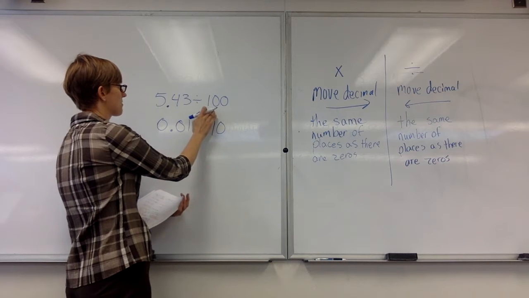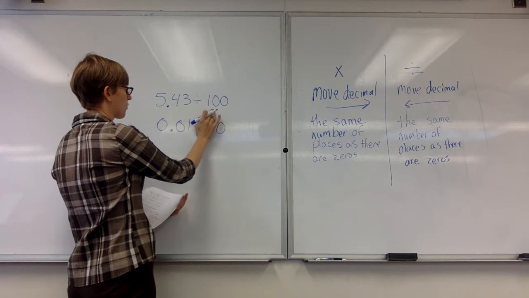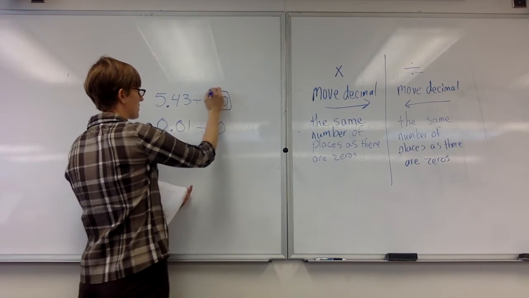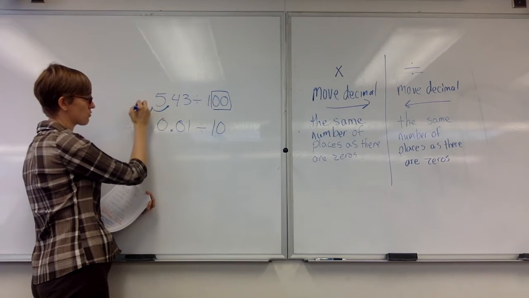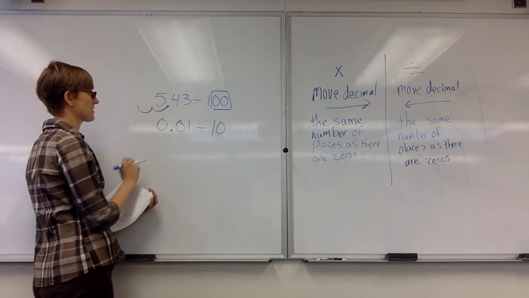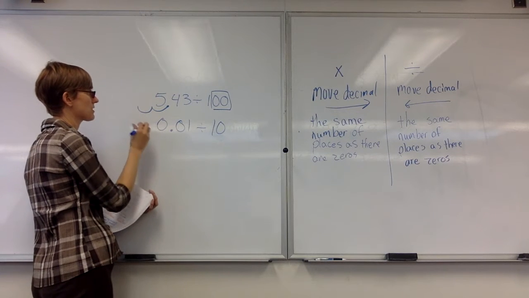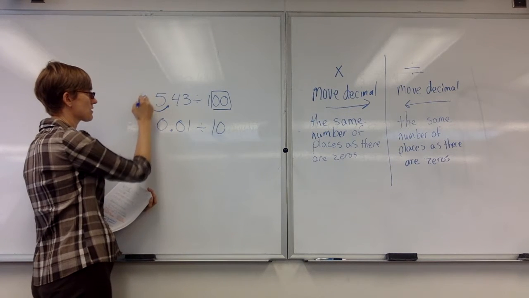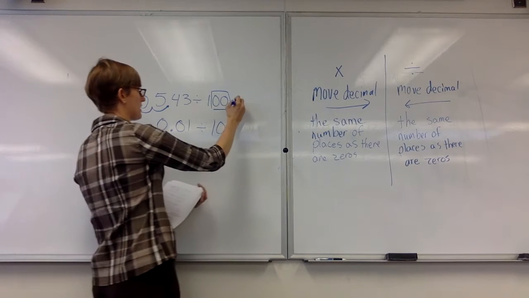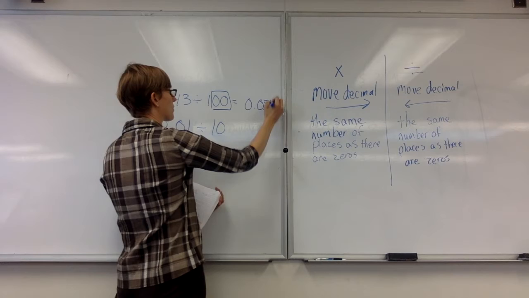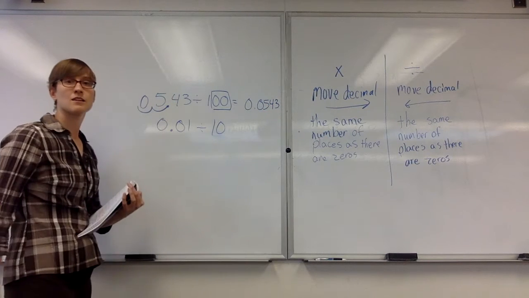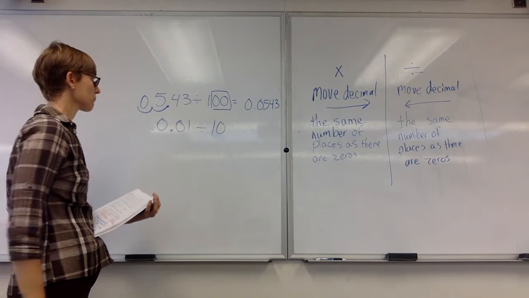If you divided 5.43 by 100, you have 2 zeros here. That means I need to move my decimal 2 places to the left. I'm dividing, so I move it to the left. When I move it 2 places to the left, I end up with the answer 0.0543. Hopefully that's what you got.